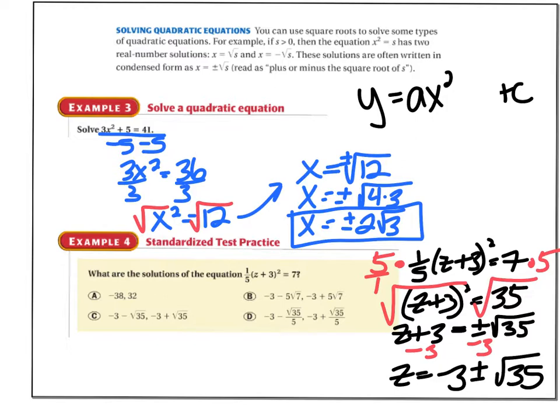If you did this on your calculator, you would take negative 3 plus whatever decimal that was, and then that'd be one value for z, and then you would take negative 3 minus the square root of 35, and then you would see what the decimal version is. But in this case, they left the answer as is. Here are your two expressions that are solutions to this equation.